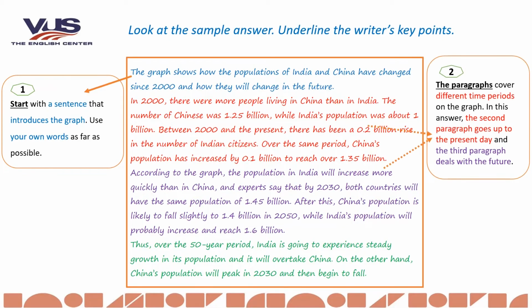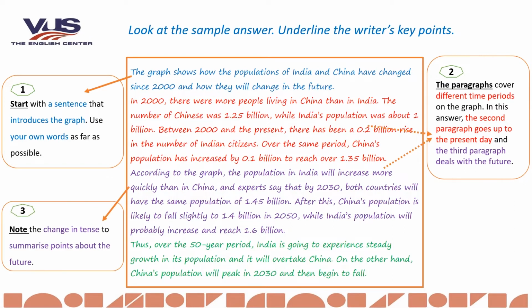And then for the body, as you can see here, the body is divided into two parts. All right, so the first part, the red paragraph right here, describes the trends that go from 2000 up to the present, right? And then the paragraph in purple describes the trend in the future, the changes in the future.